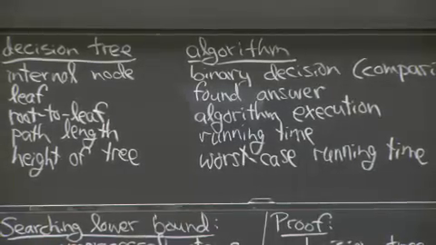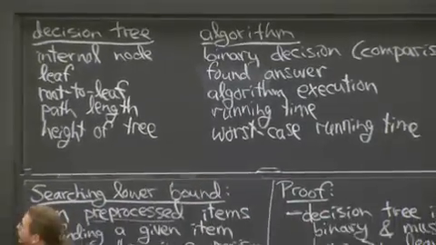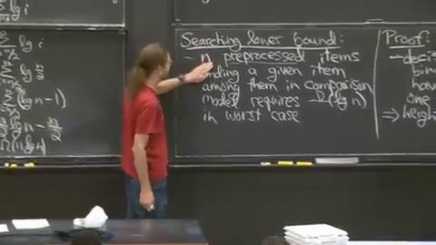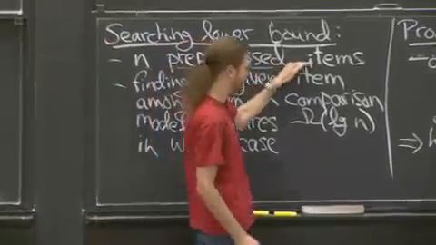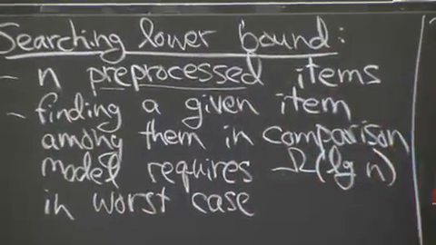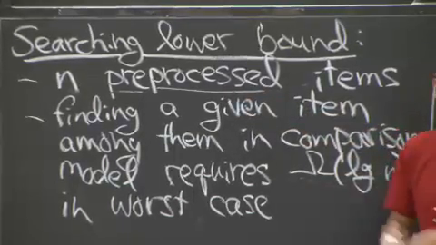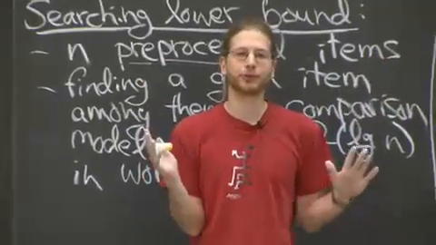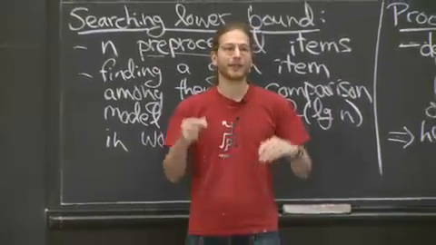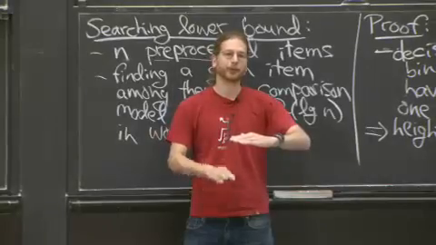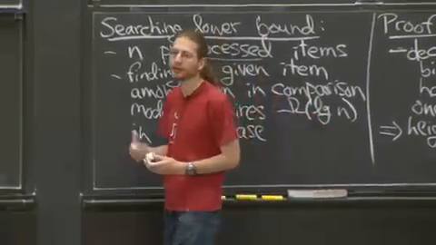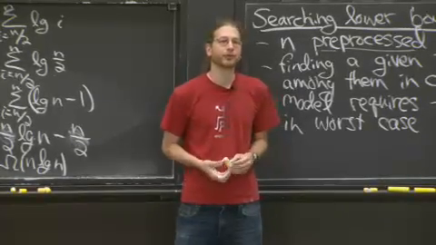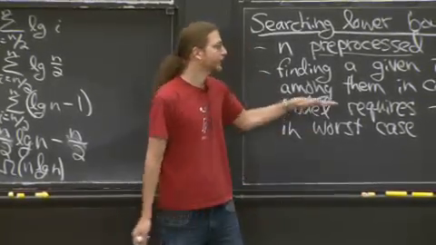What do you mean by n preprocessed items? For searching, I was trying to be careful and say if I have n preprocessed items, it means you can do whatever you want. So here's the model. I give you n items. You can do all pairwise comparisons between those items for free. And then I give you a new item, and then I start charging for comparisons. So another way to say it is I only charge for comparisons between x and the other items. And even then, you need log n.